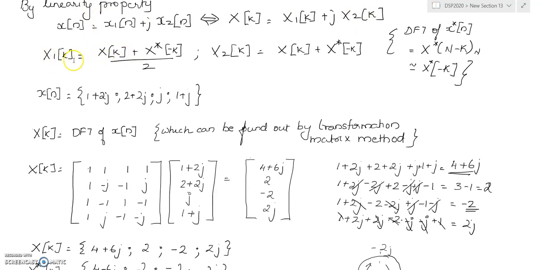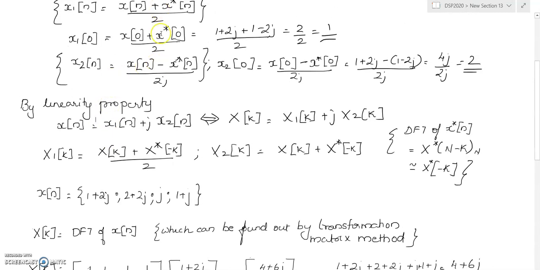Similarly, we can rewrite the equations for x1 of k and x2 of k based on these two equations. So x1 of k can be written as x of k plus x star of minus k by 2, and x2 of k can be written as x of k minus x star of minus k by 2j, where the DFT of x star of n will be equivalent to x star of minus k. So this can be considered, and we move ahead with this particular topic.